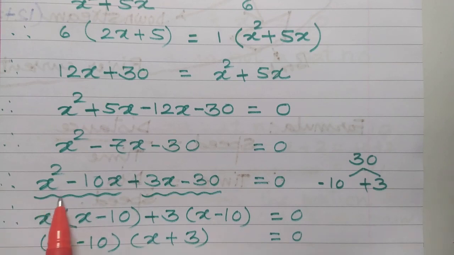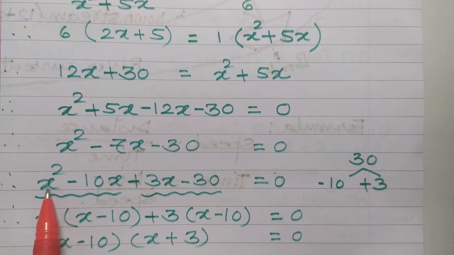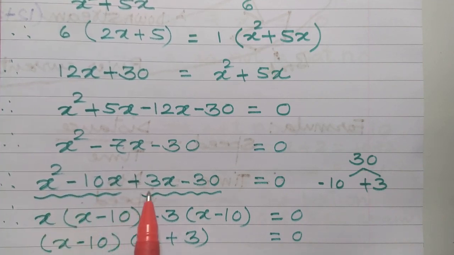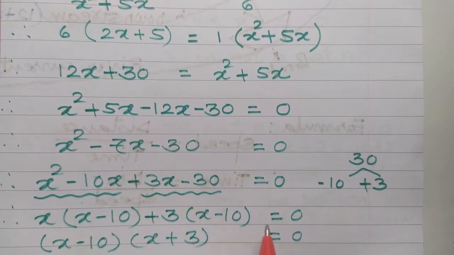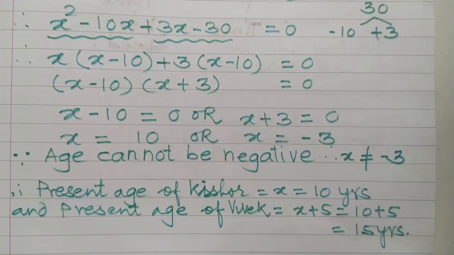What is common in these two terms? x is common. Taking x common, we have x minus 10. What is common in these two? Only 3. Again, it will be x minus 10 is equal to 0. Now, the bracket x minus 10 itself is common. So it will be x minus 10, and what will be the other bracket? x plus 3, is equal to 0.